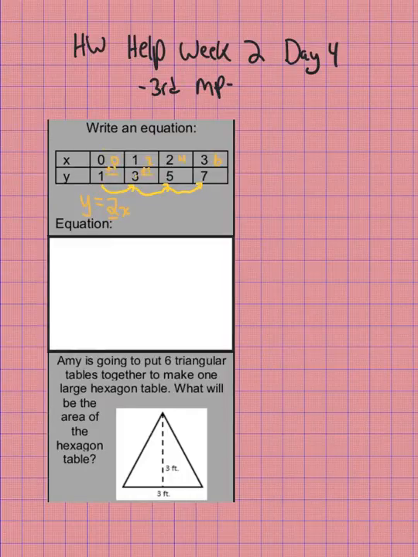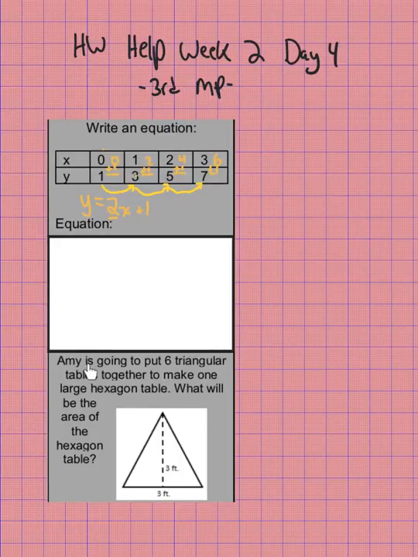2 plus 1 is 3. 4 plus 1 is 5. 6 plus 1 is 7. So the second part of my equation is plus 1. So that's where the 2 parts come from. You have to first multiply the x by 2, and then you have to add 1 to get the rest of the way. All right, I know that one's tricky, but you'll be practicing those a lot.